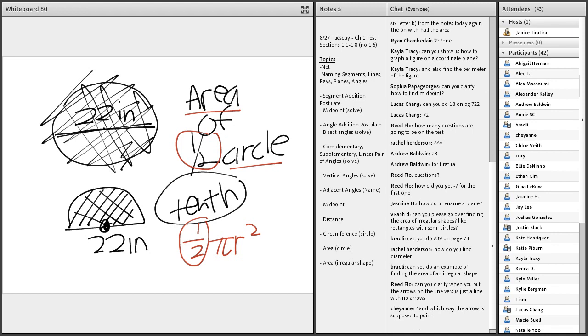Which was the arrows supposed to point? I'm not sure, Cheyenne, what you're referring to anymore. Sorry. Can someone answer for Cheyenne?